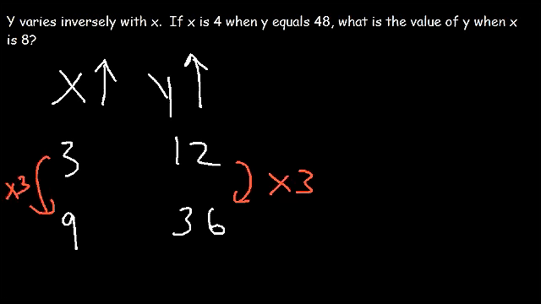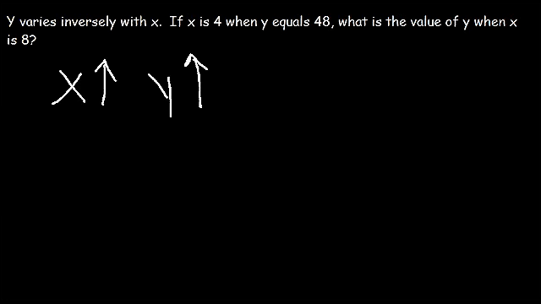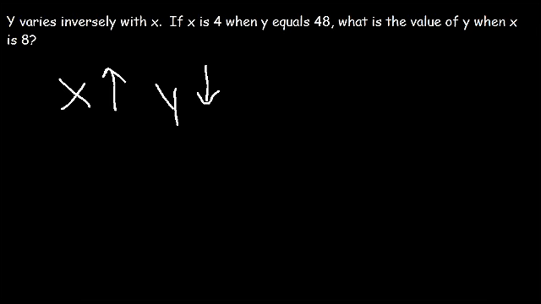Now in this problem, we have an inverse variation. So what does that mean? Well, as x goes up, y is going to go down. So let's see if we can get the answer conceptually, and then we'll use the equation to confirm it. So x is 4 and y is 48. So if we increase x to 8, what's going to happen to y?